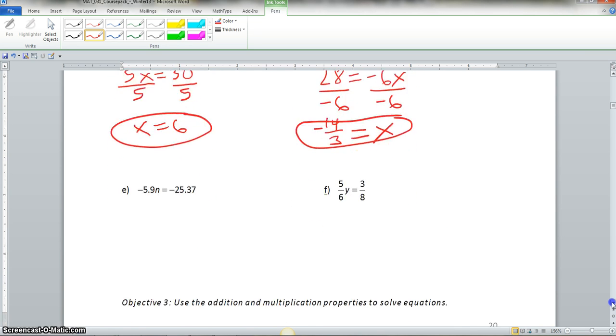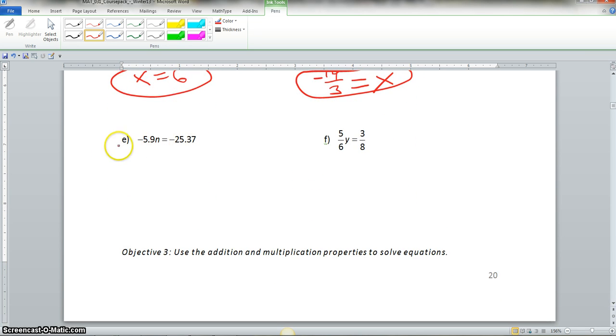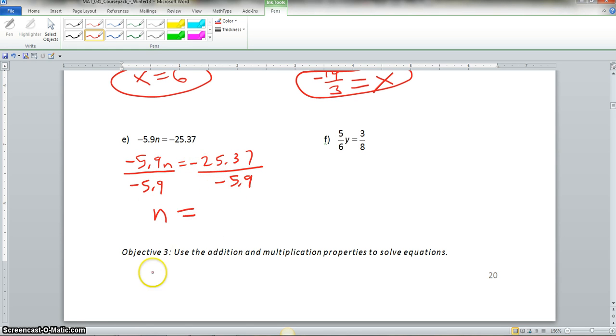Okay, now we scroll down here to E. Now we have negative 5.9n is equal to negative 25.37. We divide each side by negative 5.9. And on the left side, we will have n is equal to. Now we have a negative divided by a negative, which is a positive. So we know n is equal to a positive 4.3.